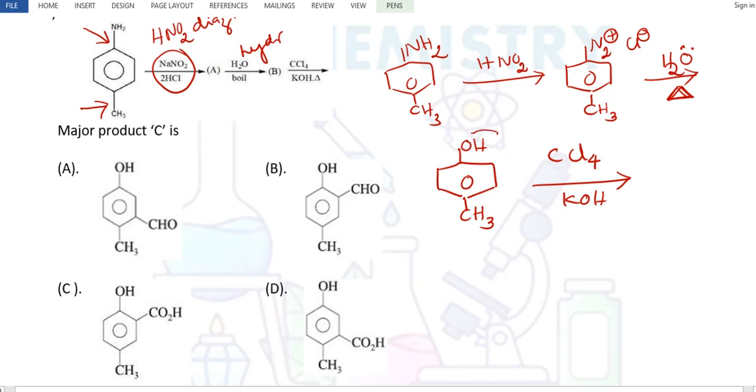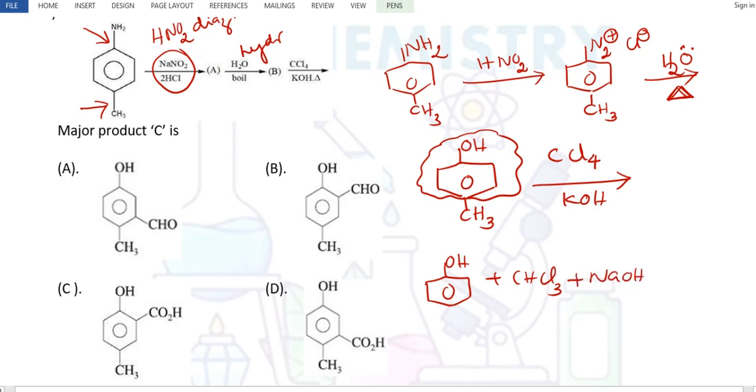Now this compound is treated with carbon tetrachloride and KOH. Now there is a phenolic derivative. Carbon tetrachloride, KOH. We have one similar reaction in the syllabus, that is phenol reacts with chloroform and NaOH or KOH, and finally acidified to give the compound benzene ring attached to the OH, then there is a CHO. We'll get salicylaldehyde. This is a Reimer-Tiemann reaction.